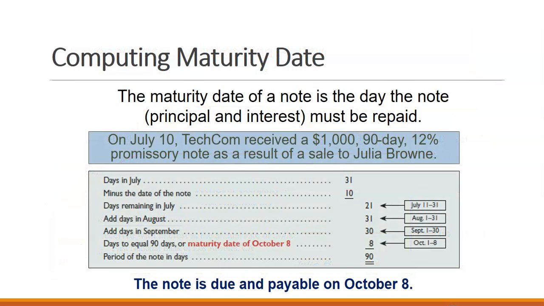When we have this information, we need to compute the maturity date. So here it's a 90-day note. The note was written on July 10th. There are 31 days in July, and it was written on July 10th, so we have 21 days remaining in July. There are 31 days in August, 30 days in September, and then for a maturity date of October 8th, we would have 8 days remaining to equal 90 days. So our maturity date is October 8th.